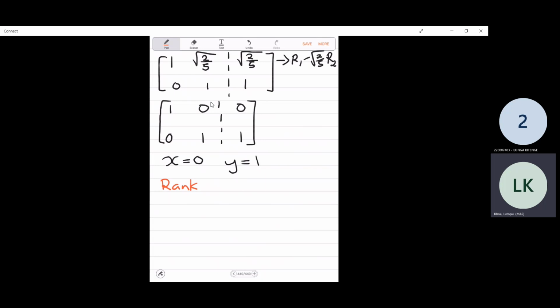And then this is another one, and they're not the same because the one here is at the top of the column, the one here is at the bottom of the column. So my rank here is 2. Then my bases, both of these variables, x and y, form the bases.